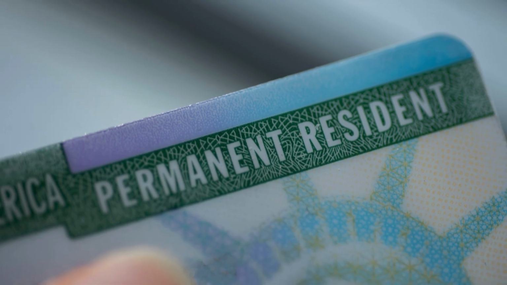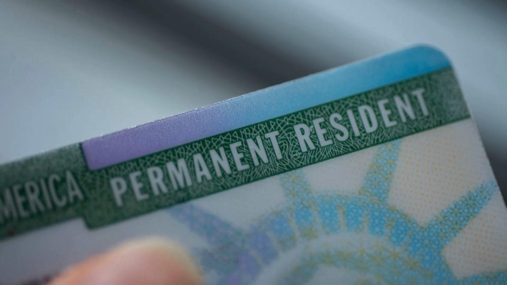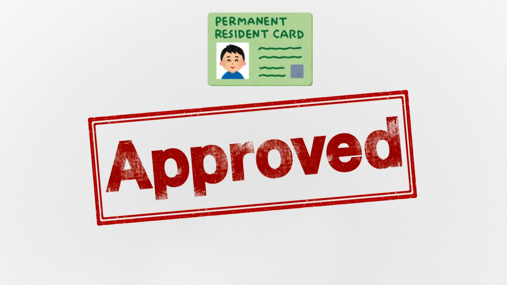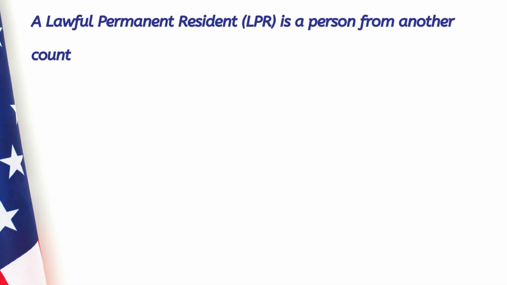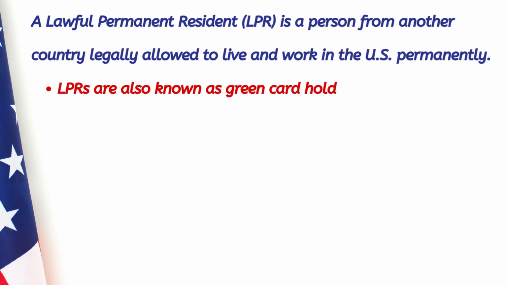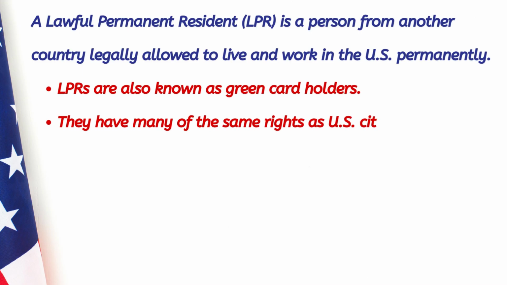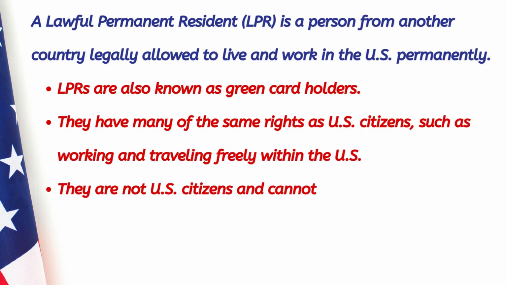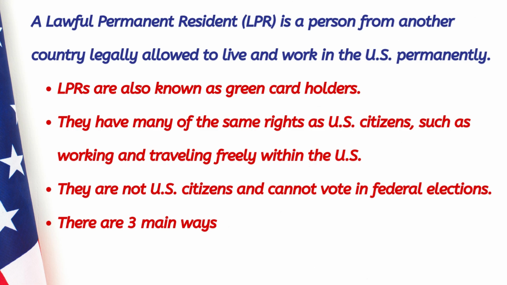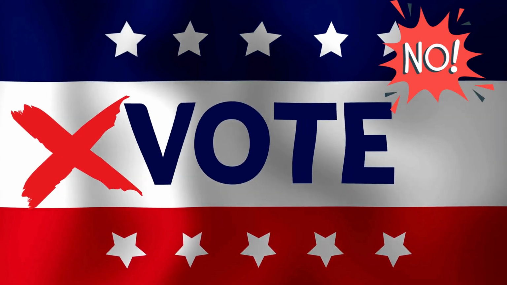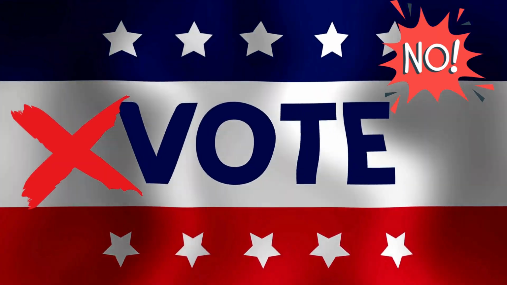On the other hand, a lawful permanent resident is a person from another country who has been legally granted permission to live and work in the United States permanently. LPRs are commonly known as green card holders. Now, while they enjoy many of the same rights as US citizens, like the ability to work and travel freely within the United States, they are not US citizens and therefore cannot vote in federal elections.